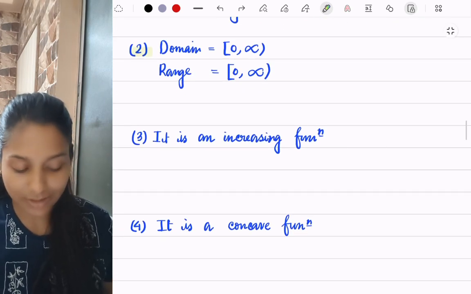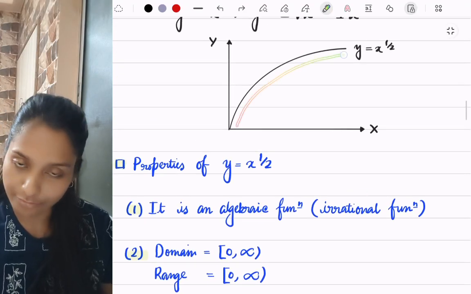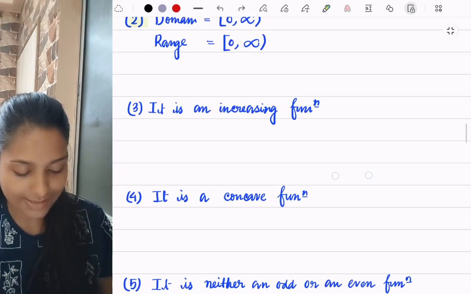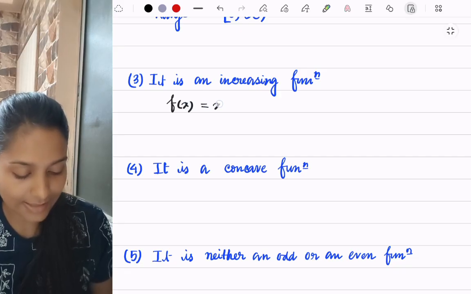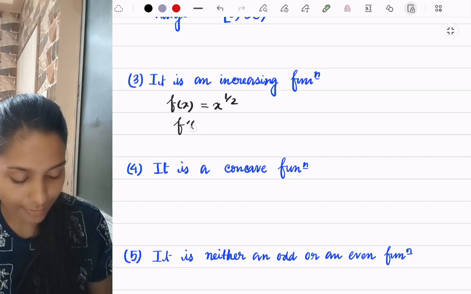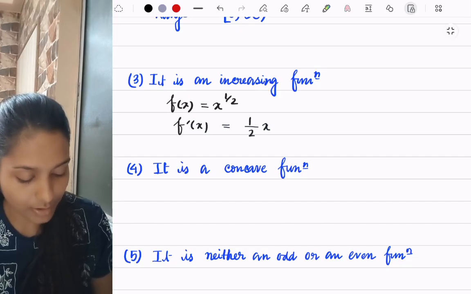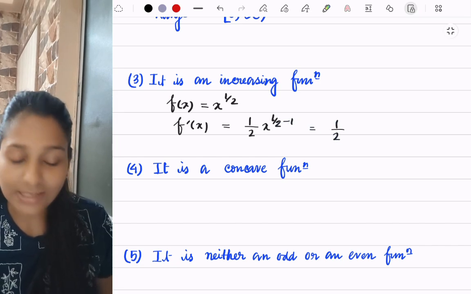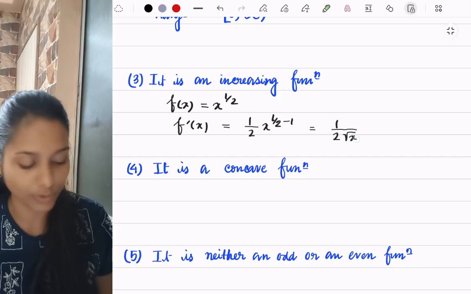Okay, so it is an increasing function. It is obvious from the graph that it is an increasing function, so we need to prove that. For proving, we have the function f(x) as x power half. If we take the derivative, that will give f dash x equals half x power half minus 1, so it will give half x power minus half. That means 1 by 2 root x.